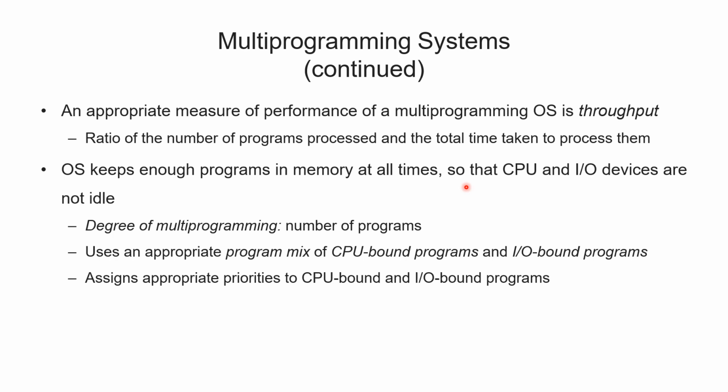So the degree of multiprogramming is nothing but the number of programs which exist in the memory at any time. For example, in the previous example, there are three programs in the memory: program 1, program 2 and program 3.